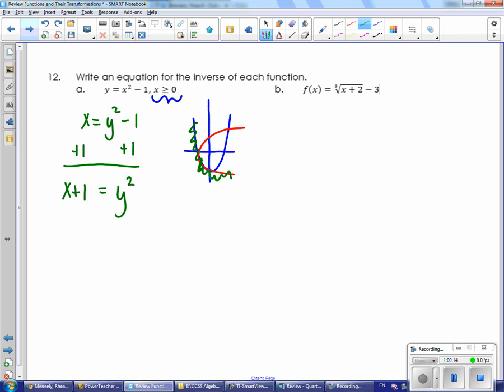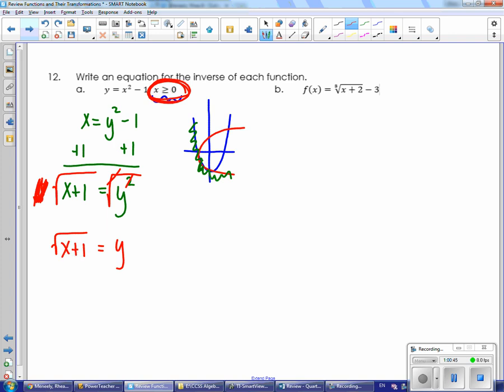Now typically, when we take the square root of both sides, I include the plus or minus symbol. The fact that I've restricted the domain here is telling me that I'm only interested in the positive root. So I don't have to include that plus or minus symbol. I'm just going to be dealing with the positive square root of x plus 1. And the whole reason that we use the square root is because it is the inverse of the square. So the square and the square root are going to cancel, and I'm going to be left with y is equal to the square root of x plus 1.